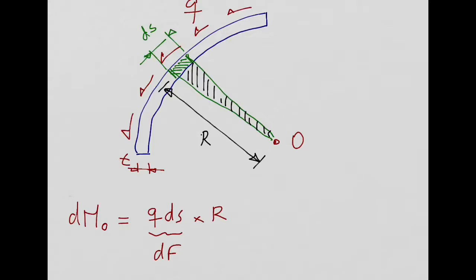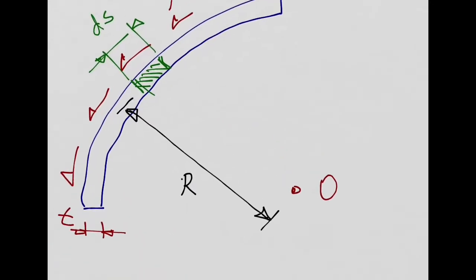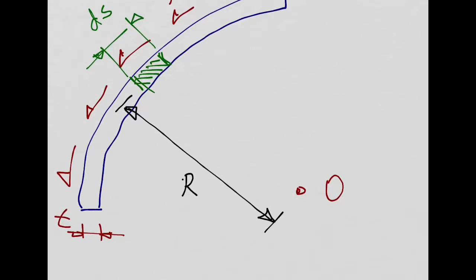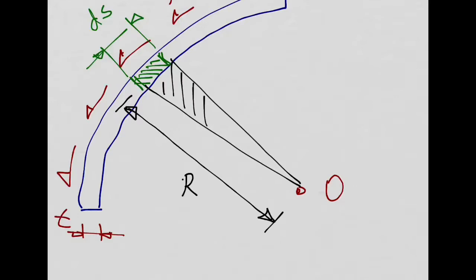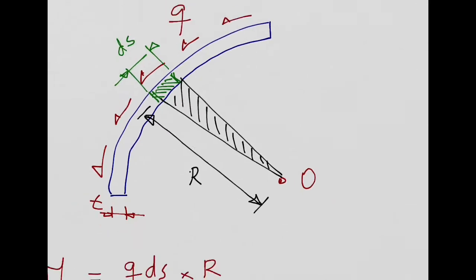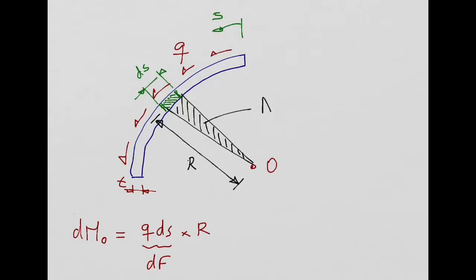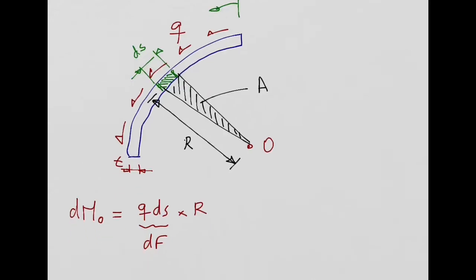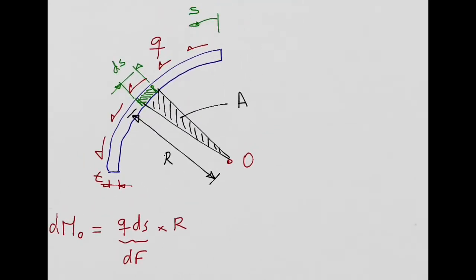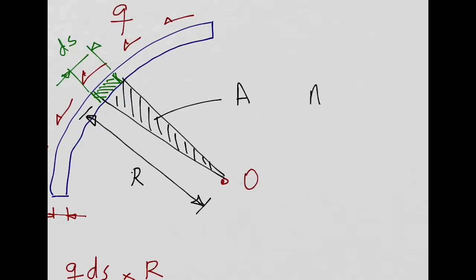Now look at this. I want this to look like a triangle, and this doesn't look like a triangle, so I'm going to draw it again. Hopefully I can make a triangle here. Much better now, right? So how can I calculate the area of this triangle here in black? The area of this triangle is equal to what? You tell me: r ds over 2. Very good.